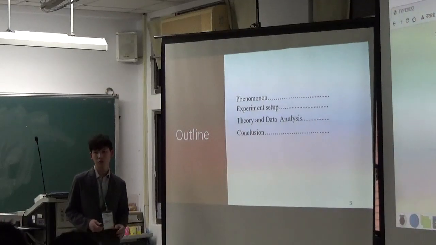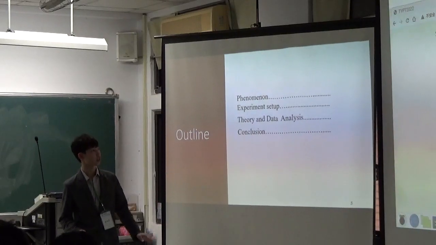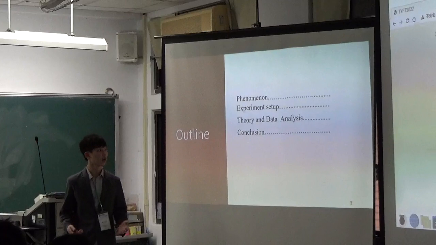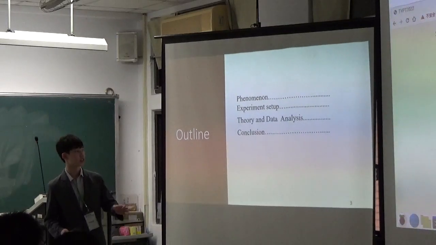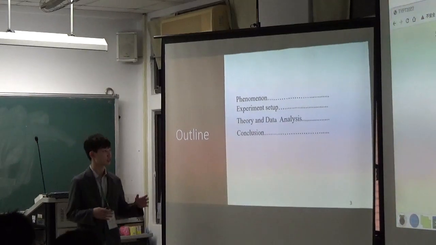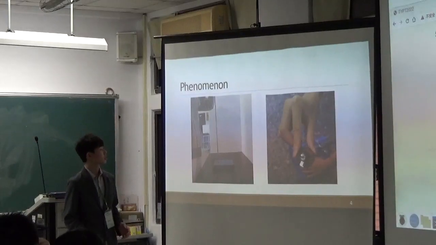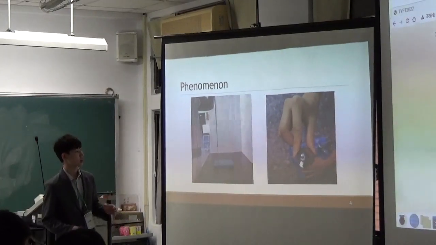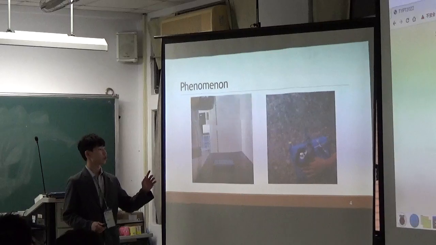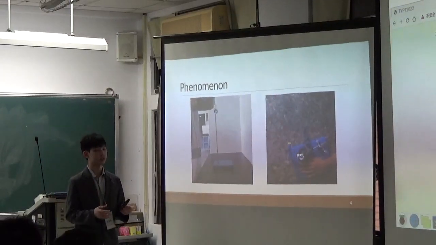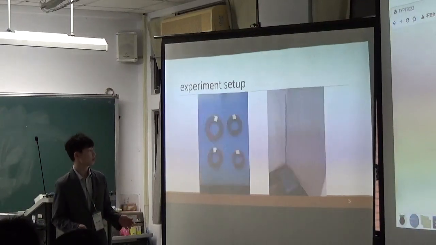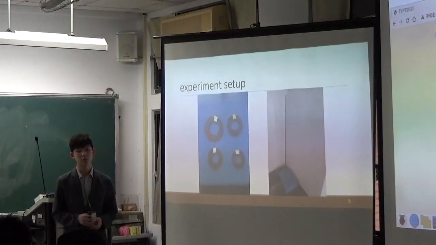So here is our outline. We will first show you the phenomenon, and then the experiment setup, and then the theory and data analysis, and lastly the conclusion. So here is the video of the phenomenon, and we can see that the ring will spin and spiral down the rod.